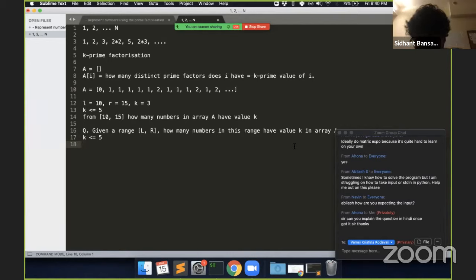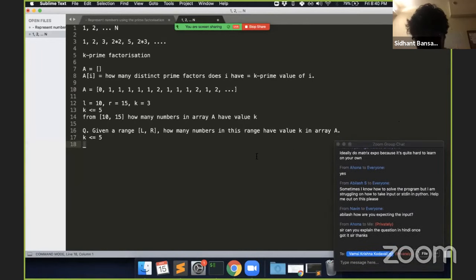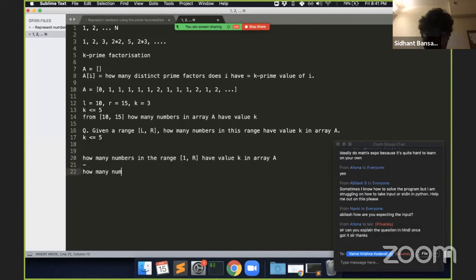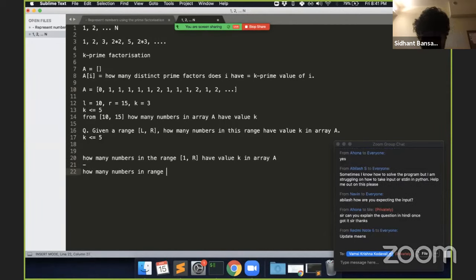Since you're not going to use segment trees but you still have to calculate a range thing, you can do prefix sums. Basically, how many numbers in the range 1 to R have value k in array A, minus how many numbers in range 1 to L minus 1 have value k.